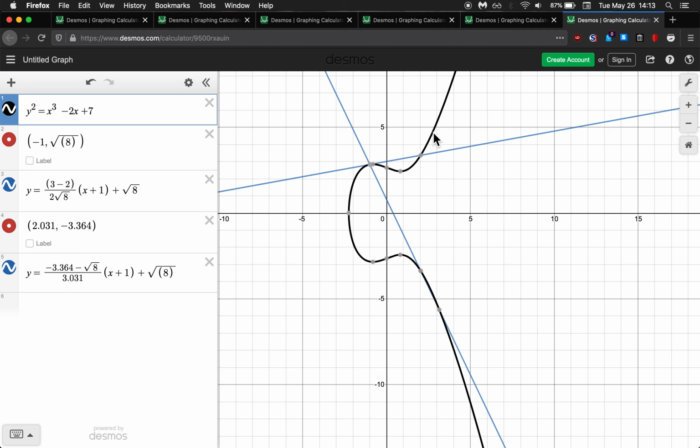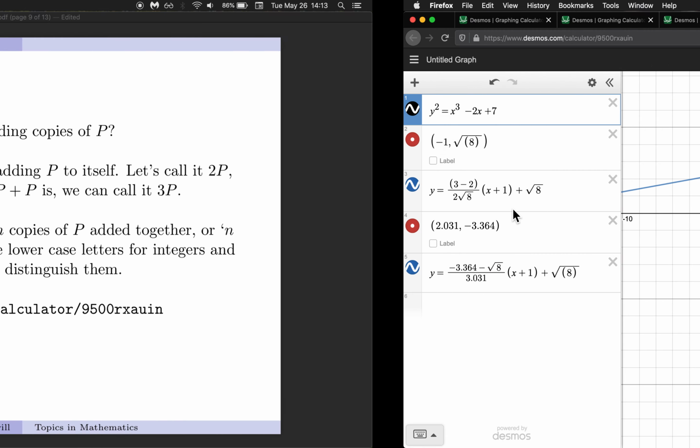So I can keep doing this. This would be P again. This would be 2P. 3P is up here. If I wanted 4P, I would connect those by a line. It looks like it intersects somewhere on the horseshoe, which would put 4P down here. If I wanted 5P, I could draw on another line and do another intersection and do another negating of y coordinates and so on. Any number of P's that you want to add together, we can just keep on doing this.